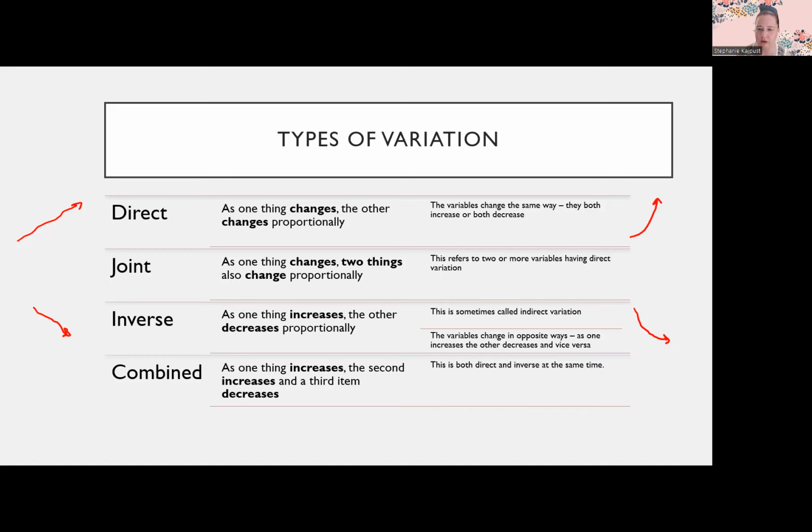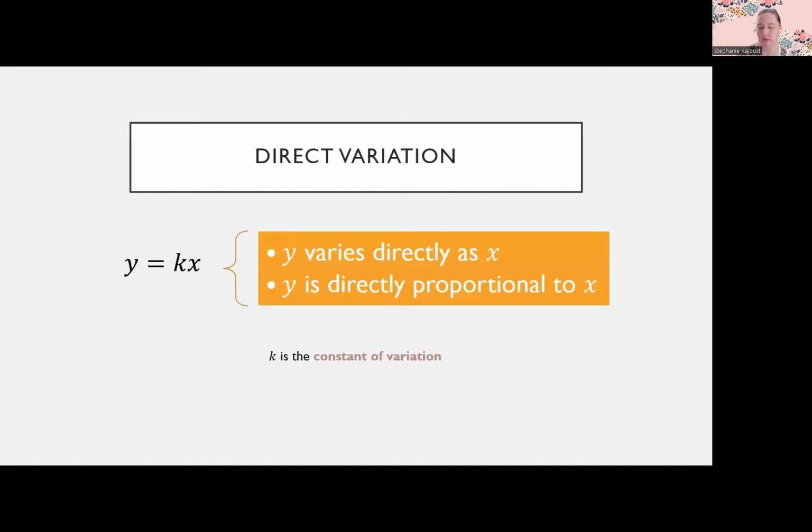I wouldn't worry so much about conceptually what these mean. I would worry more about how you write the equations for these, because the wording is very messy, so to speak, because it can describe multiple types of graphs. If one increases, the other one decreases, and things like that, there are lots of graphs that could fit into that category. So we have very specific ways that we translate these variations.